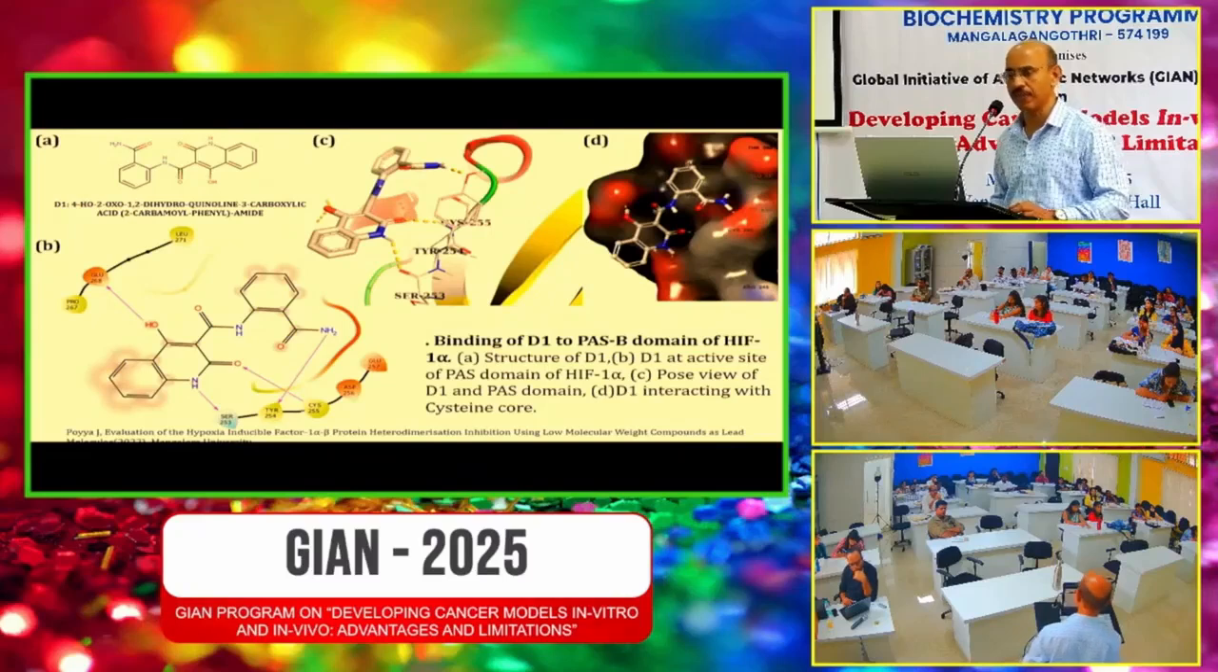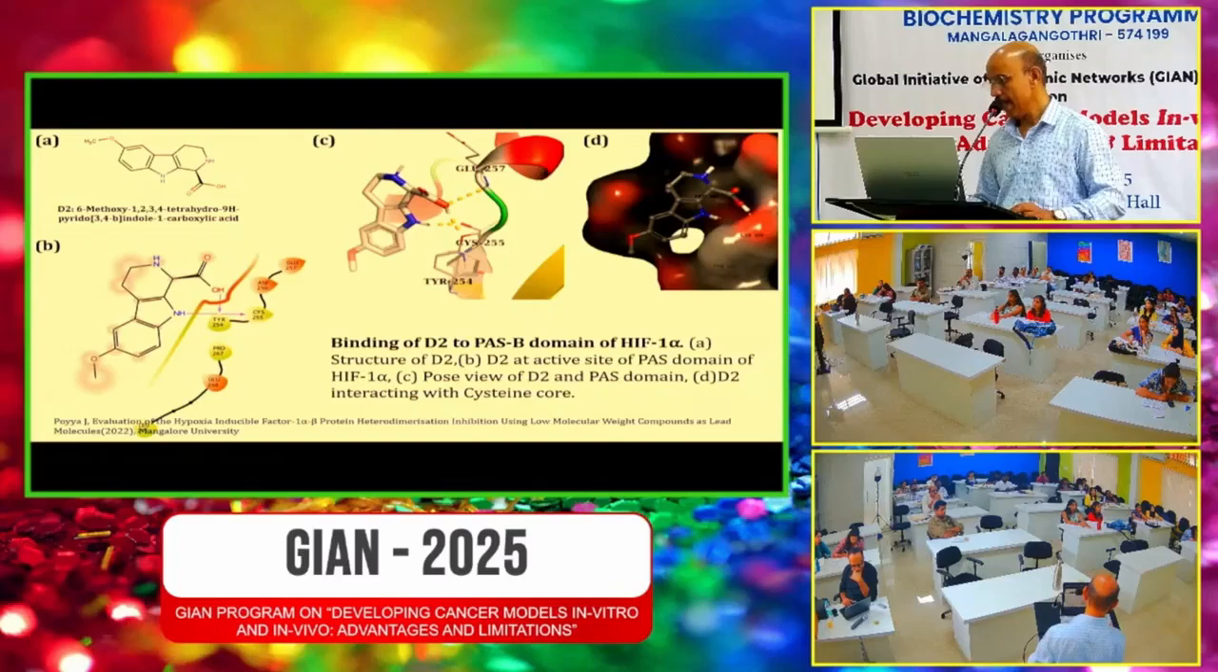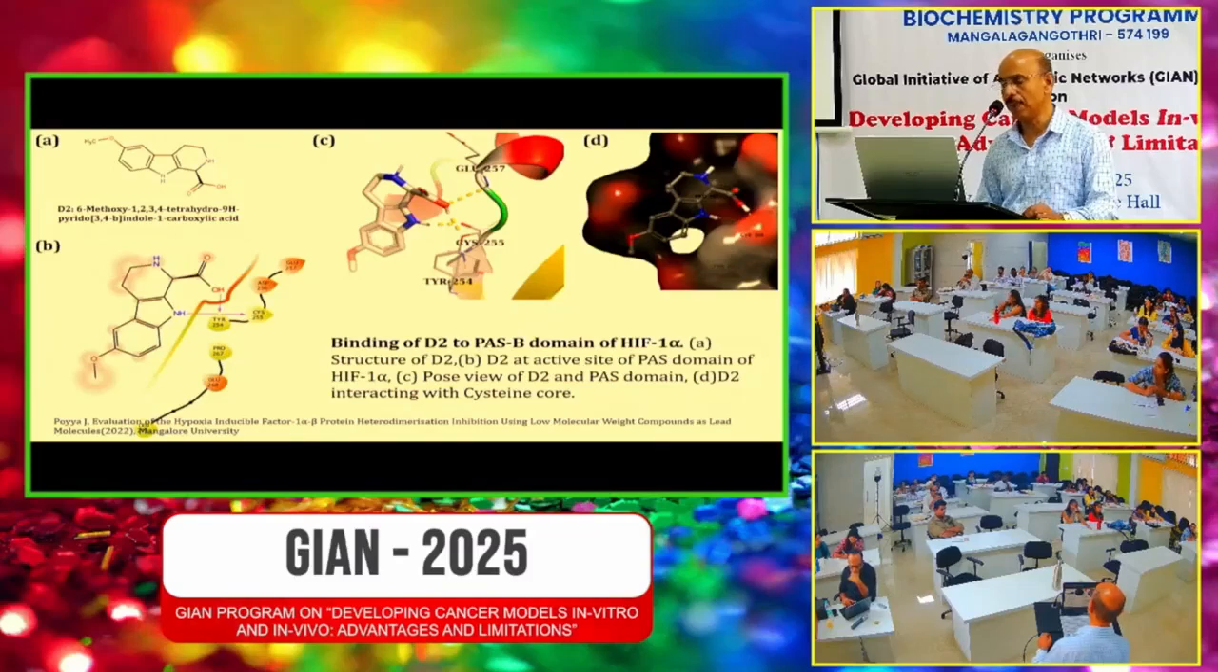I have mentioned here different amino acids. They are the key amino acids actually interacting with this particular compound. We called it D1. This is the compound. Later on, we studied the same thing with another compound, the second of the 2 compounds we selected, and this one was also binding to the PAS-B domain.